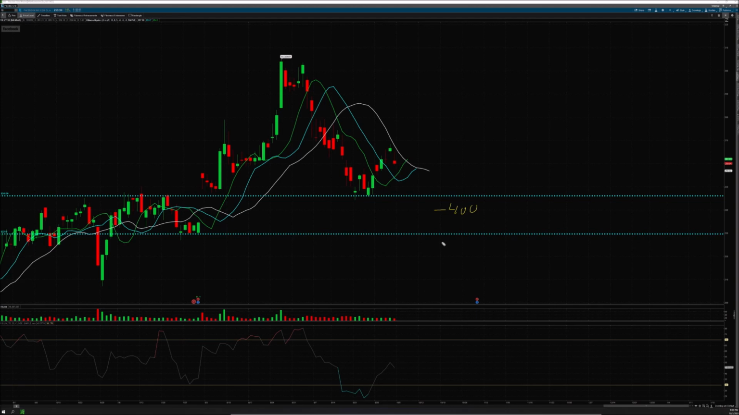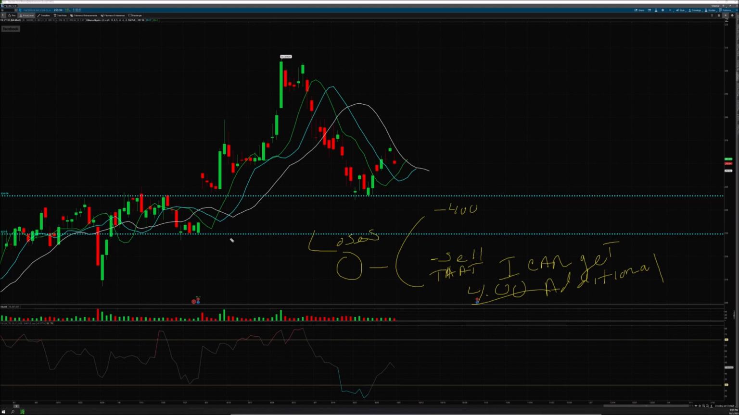So now I will have to look for an option to sell that I can get $4 additional credit. When you roll it over, you want to roll it over to where you have zero losses. You're following me?